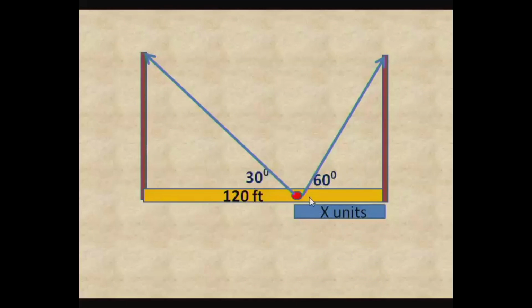Now we do not know the distance from this point to this pole, so I am assuming it as x. Now the distance here becomes 120 minus x, since the total distance is 120 feet. Here I assumed this small distance as x units, so the remaining distance becomes 120 minus x.